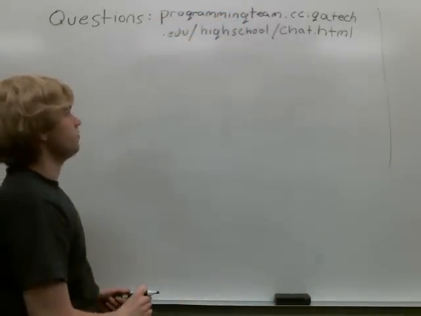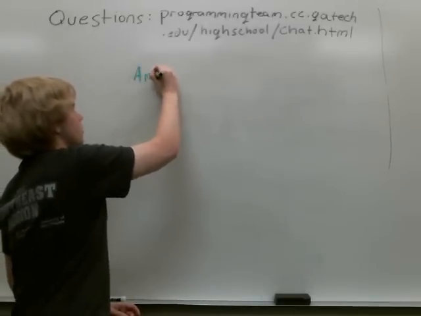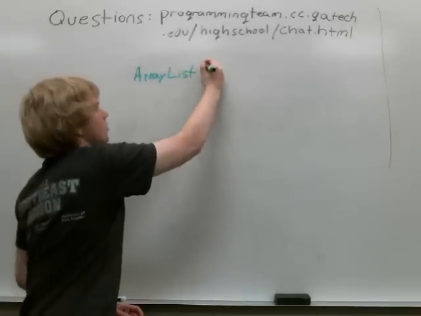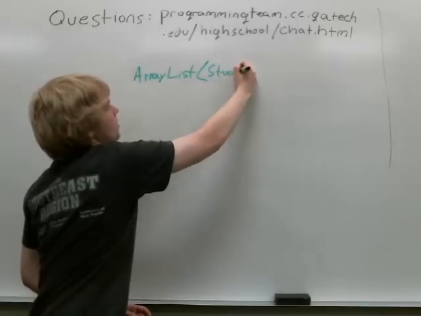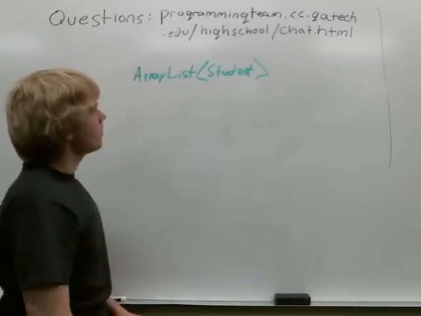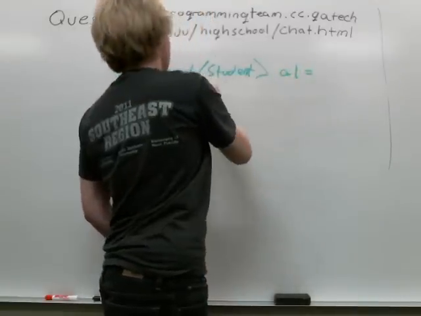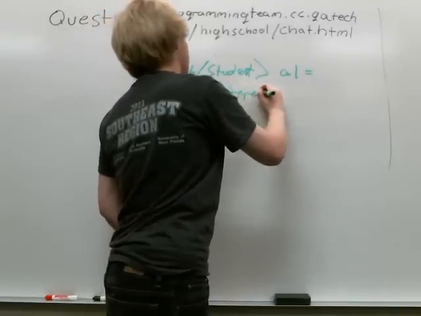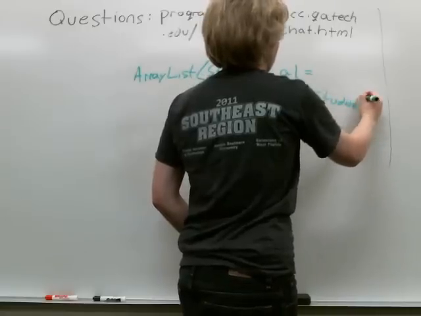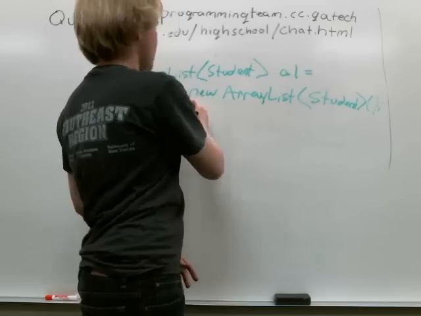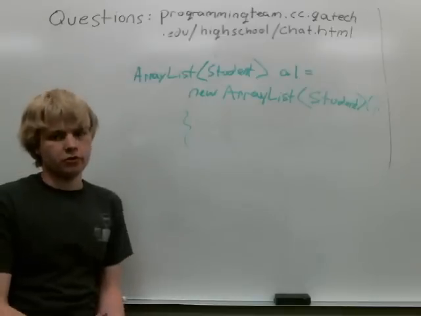So let's go back to, let's say, an array list. And this time it's going to be an array list of student objects. Okay. And so let's finish off of this. And then you can imagine we added some student objects. Just imagine that it's a full list of students. Maybe it's all of the students at your school or something.